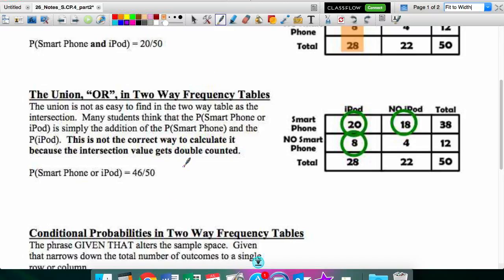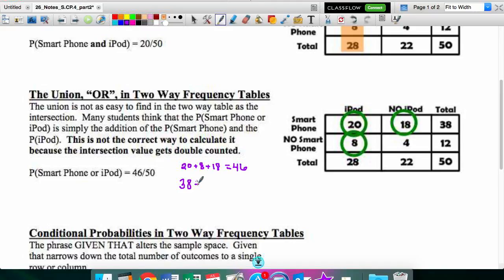So for our example, as I had mentioned, we did the 20 plus the 8 plus the 18 to get that number 46. Now, there's another way that you could get the numerator for a union, and that would be by using the totals of your 2 comparison quantities. So since we want smartphones or iPods, we could use our totals. The total for our smartphone is 38, and the total for our iPod is 28. So we could add those together.